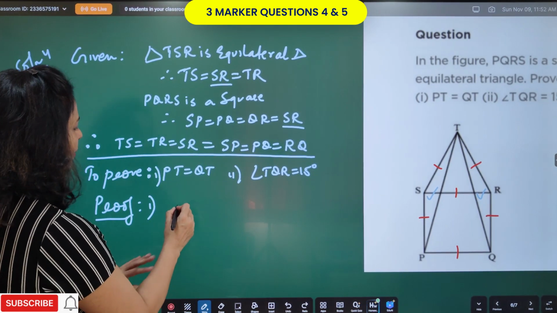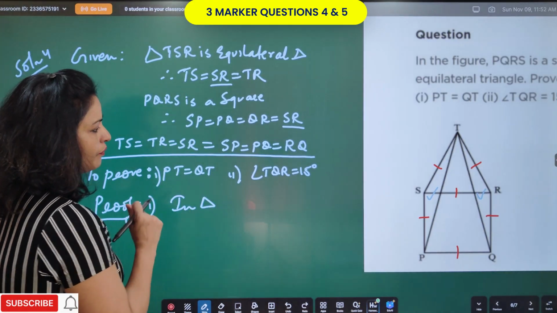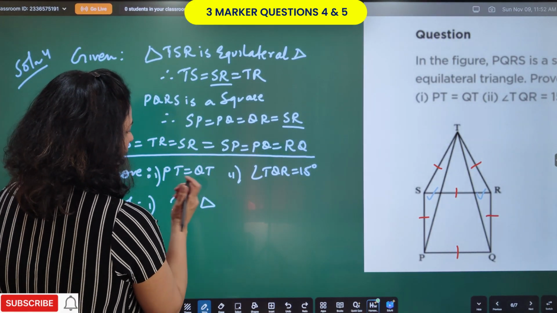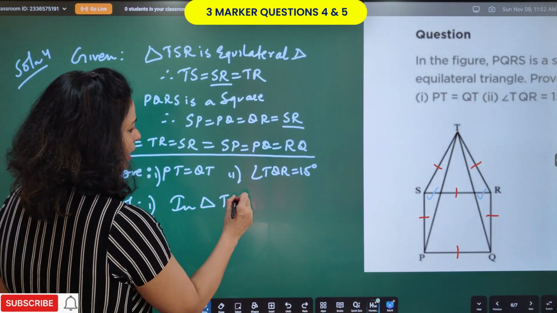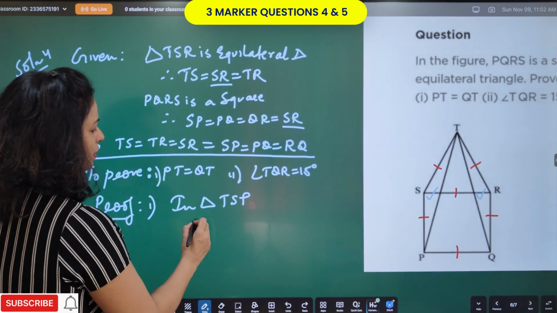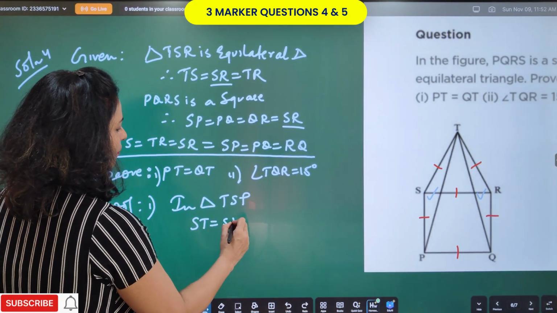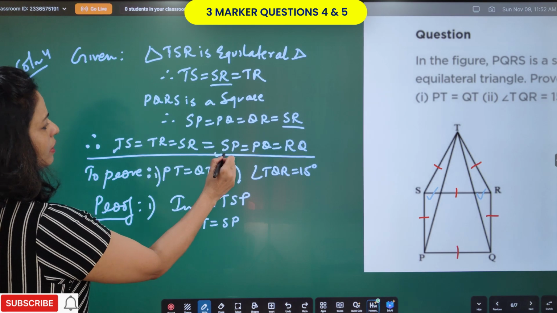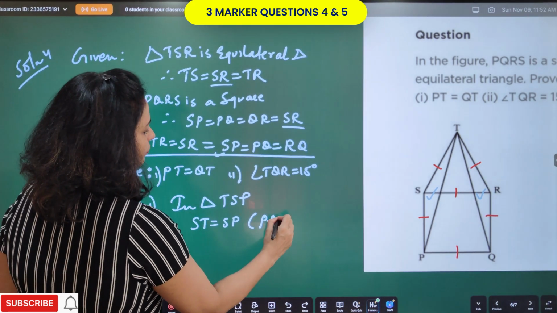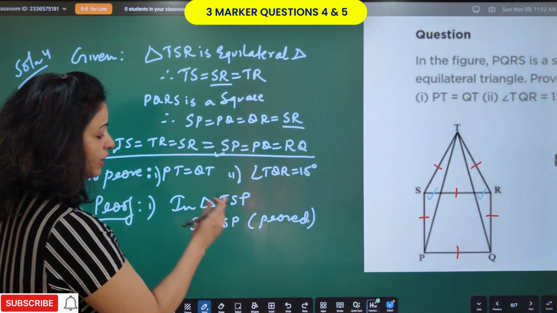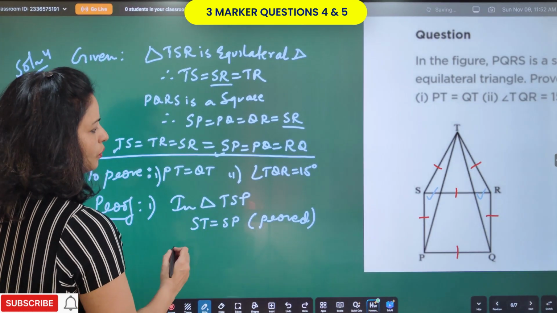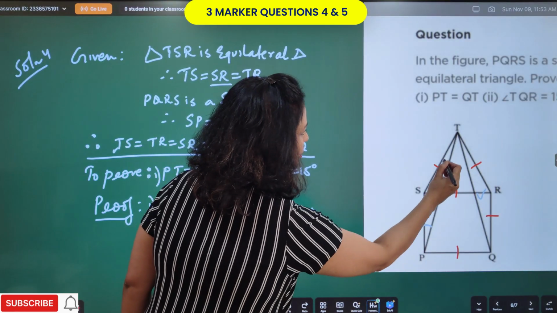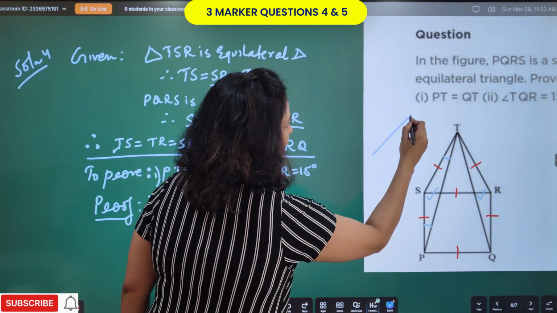Okay, so here we will go with the proof of the first one first. So here we will take the triangle. So in triangle TSP, see ST is equal to SP. Already we have been given here, see ST is equal to SP, right? It is already proved, or we have already been given it before. So if ST is equal to SP, therefore what we can say, these are the angles opposite to equal sides, right?